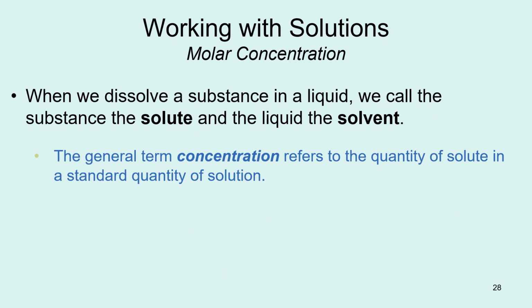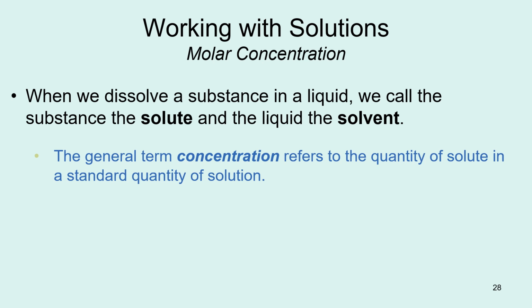So when we dissolve a substance in a liquid, or it could be another solid or a gas, but we're going to focus on liquid solutions. If we dissolve a substance, it could be a liquid, a gas, or a solid, in a liquid, we call the substance that we're dissolving into it the solute. Whatever we're putting into it is the solute, and the liquid that we're putting it in is called the solvent. So in our coffee and sugar mixture, sugar is the solute and coffee is the solvent, and together they make the solution.